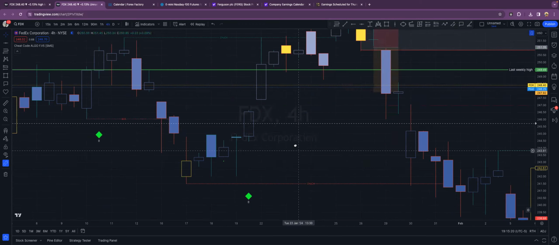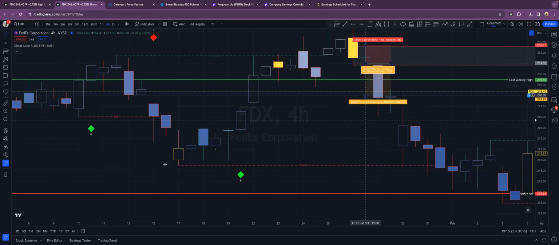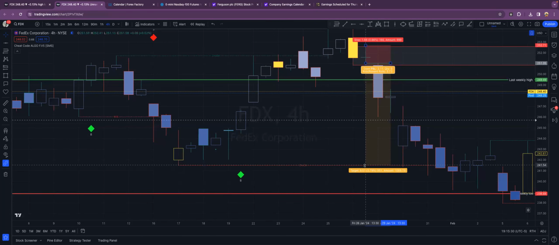So let's look at this chart real quick and we'll say, well, this is the last swing low, right? And we want to target that. Boom, that'll be our target. Now, to make that make more sense, let's add some fibs to this.